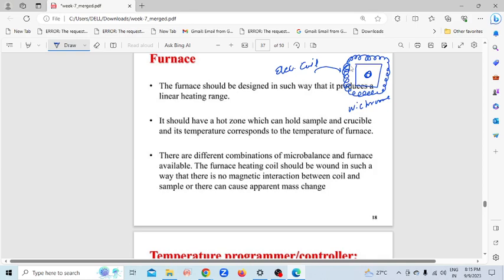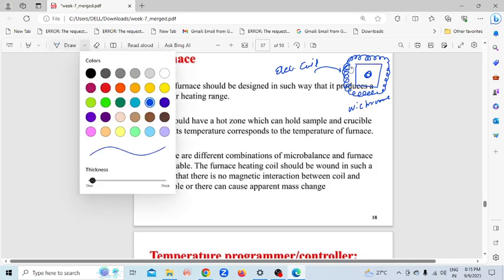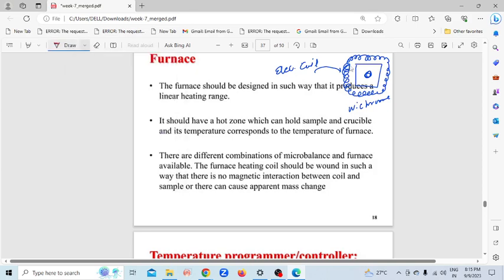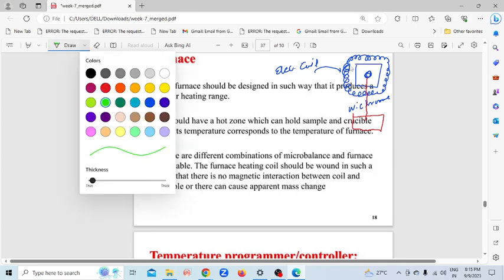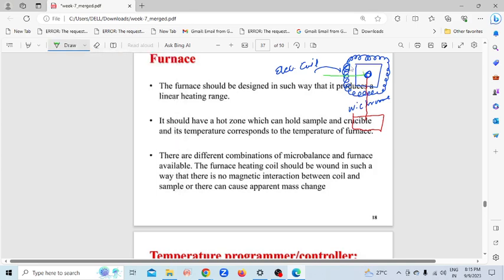There are different combinations of microbalance and furnace. So this is the furnace, and this is the sample. Now this sample should be connected with the microbalance. And there is one other thing that should be there, which is temperature. Suppose this is the thermocouple which is measuring temperature.